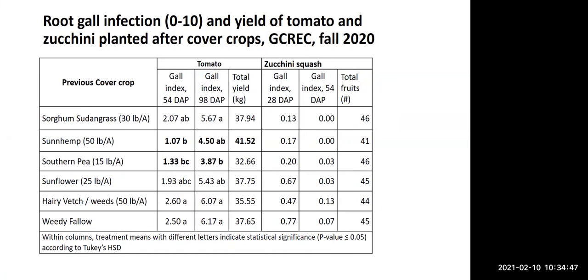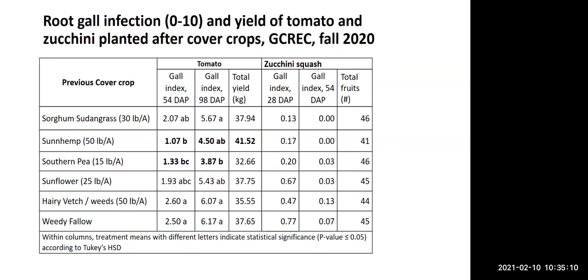So again, although the cowpeas did gall up, it didn't look like they allowed much reproduction of these root knot nematodes in our field. We didn't see any significant difference in terms of yield. We had really good yields, but the sun hemp, at least numerically, came out as the highest yield in this trial.